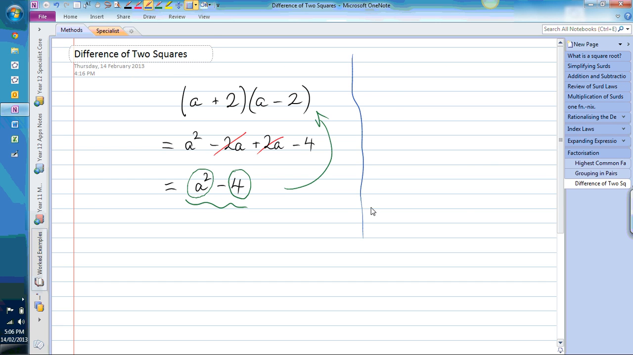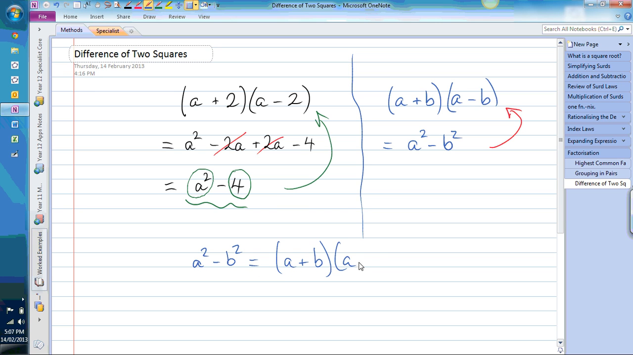We can write this a bit more generally, and we say that anything of this form, a plus b, a minus b, so the same a in both brackets, the same b in both brackets, and a different sign, then it will expand to give us a squared minus b squared. And with factorization, we're thinking about going the other way. So anytime I see something like this, a squared minus b squared, I can automatically write it in the form a plus b, a minus b.